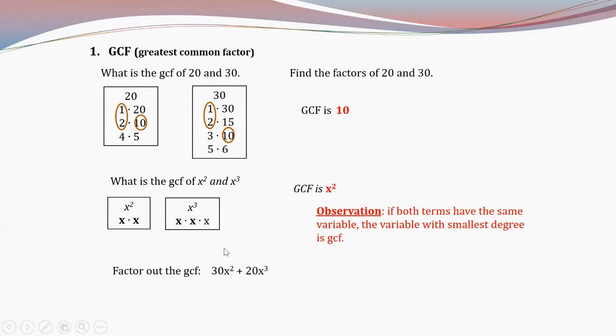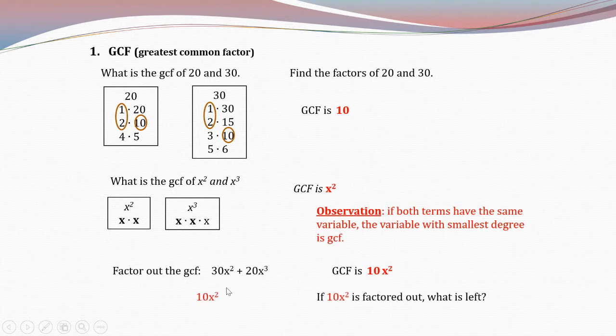Okay, now, let's put them together now. Factor out the GCF. You have 30x squared plus 20x cubed. Between the numbers, right? Then we did it earlier, 20 and 30. Wasn't it 10? Now for the variables, wasn't it x squared? So this is my GCF of these two terms, 10x squared.